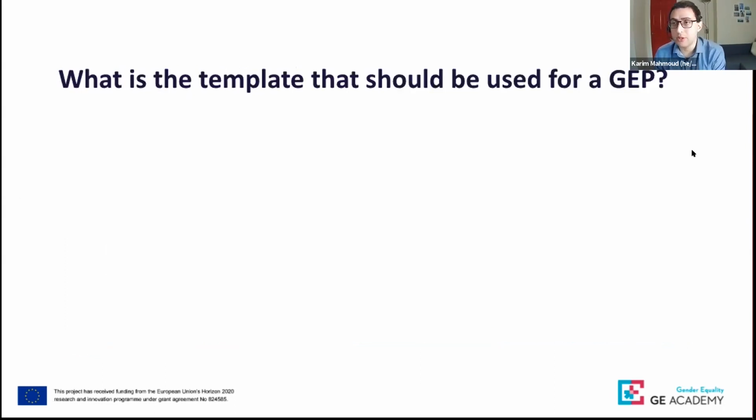So perhaps you have a question, which is, what is the template that should be used for a gender equality plan? And the very simple answer is that there are many templates available out there. And the important thing here is to use a structure that works for your organization and that it covers the principles that we talked about in terms of SMART objectives. And we're going to take a look at an example in a couple of minutes. And I think Anna will also share a real life example from her organization.